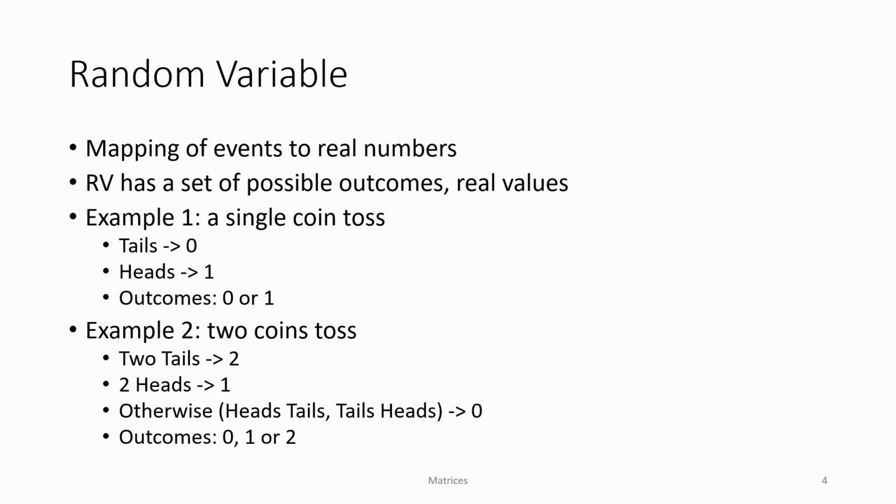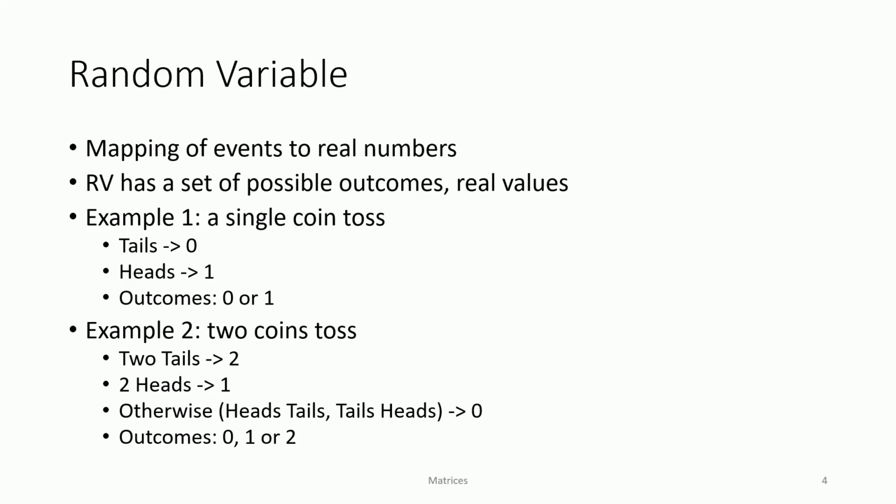A random variable conceptually is a mapping of events to real numbers. So think of an example with a single coin toss. We toss a coin, and if it's tails, then we'll say it's 0. If it's heads, it's 1. So you could imagine some sort of a gamble where if it's tails you get nothing, and if it's heads you get $1 or 1 cent or 1 lira, whatever.